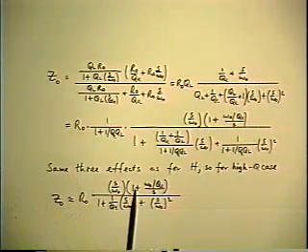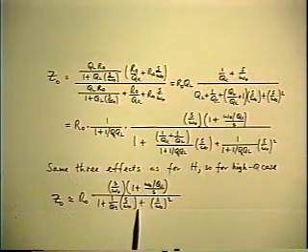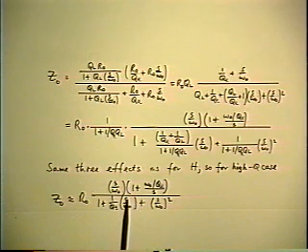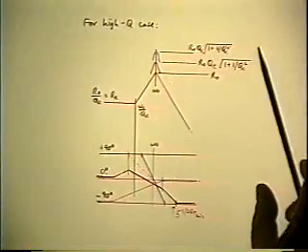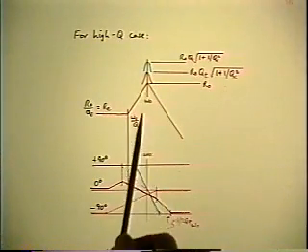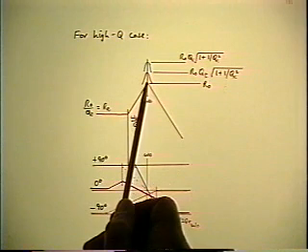So the only difference in loading the filter as far as the output impedance is concerned is it lowers the Q factor of the quadratic. So here's the output impedance, and lowering the Q is the only difference.